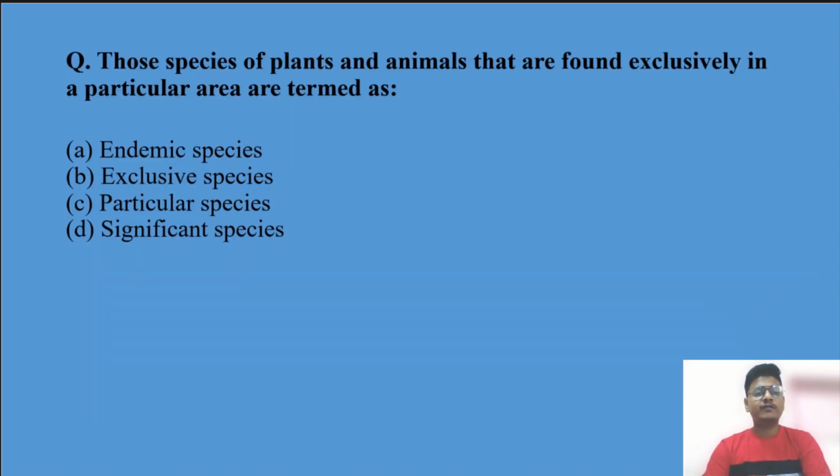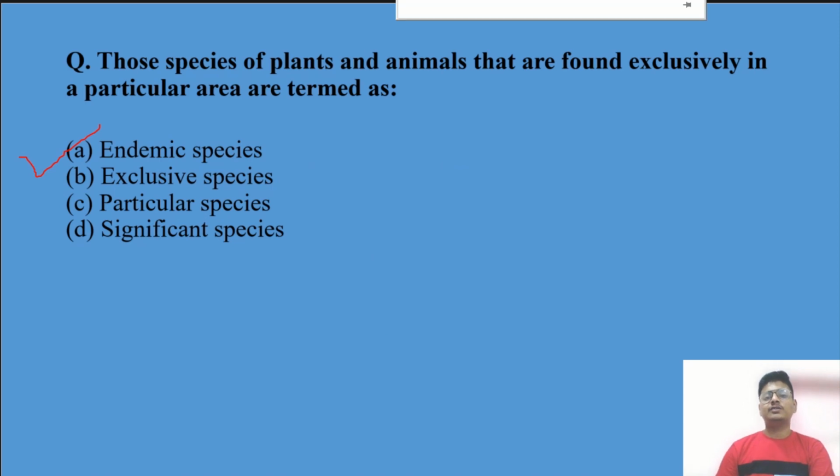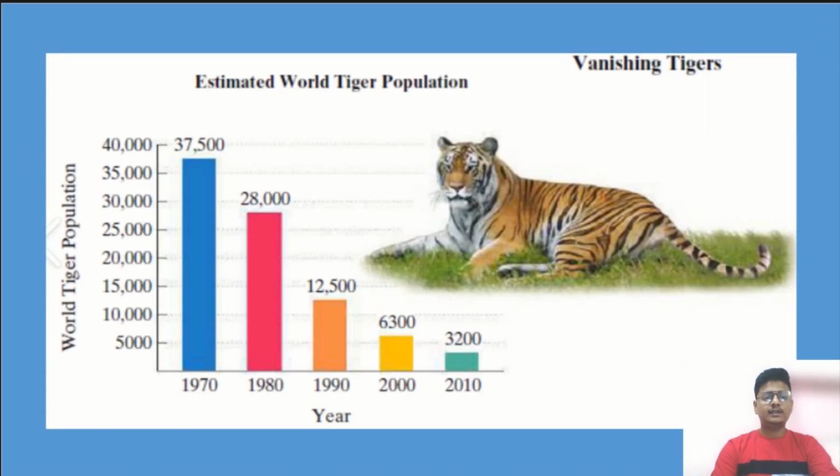Now there is a question for you all. Those species of plants and animals that are found exclusively in a particular area are termed as endemic, exclusive, particular, or significant. Just now I told you the answer will be endemic species. Okay students? So students, now tell me about this. Another picture. Okay, what is this picture depicting?